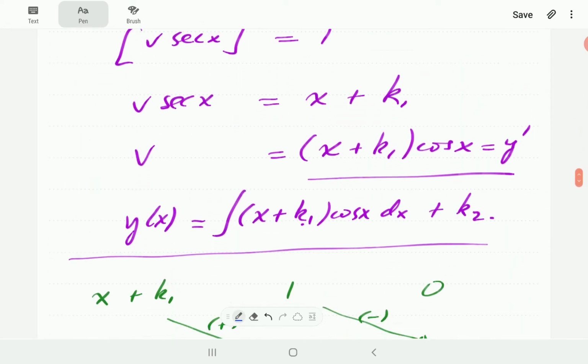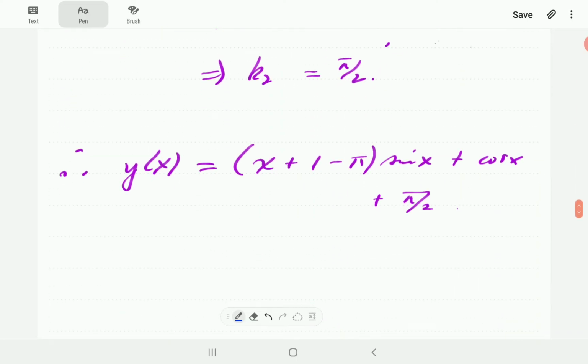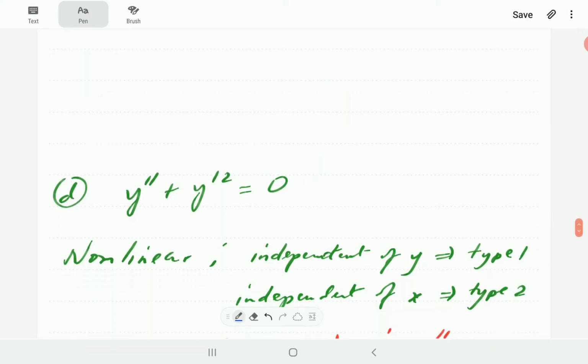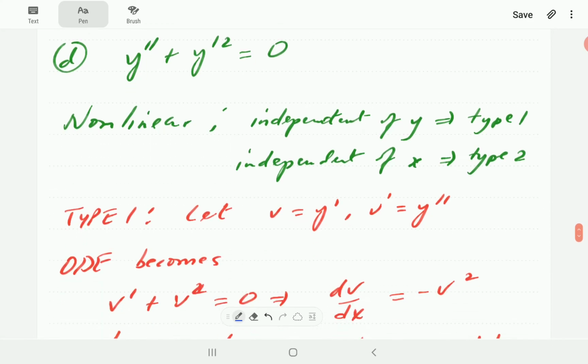So for D, okay, here is equation D. So just looking at this equation, it's nonlinear. It's independent of y. It's also independent of x. So this one, we can either treat it as a type 1 or type 2. We are going to show both solutions.